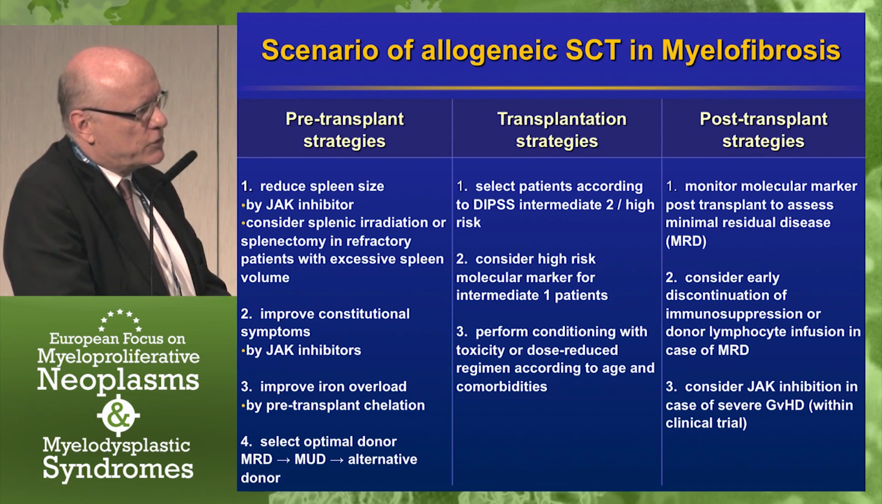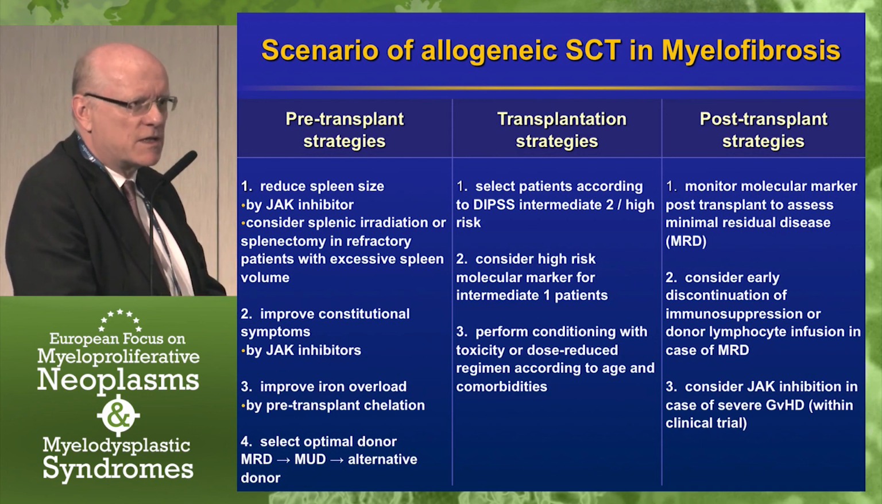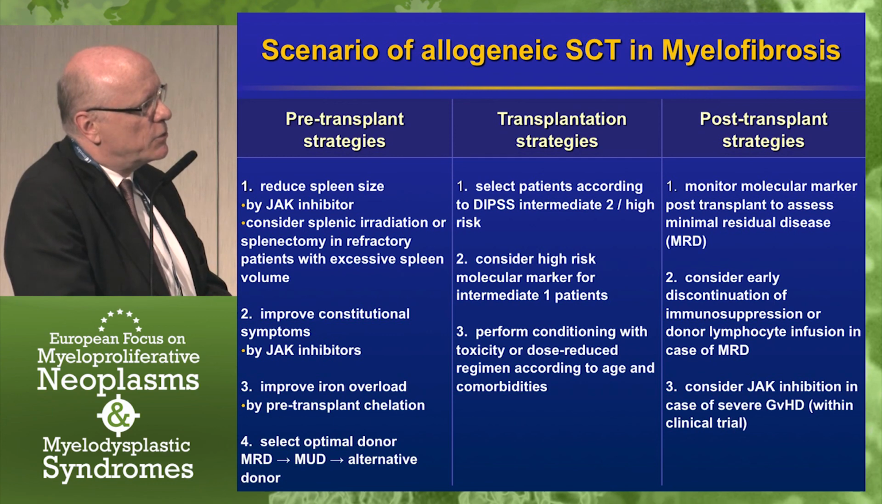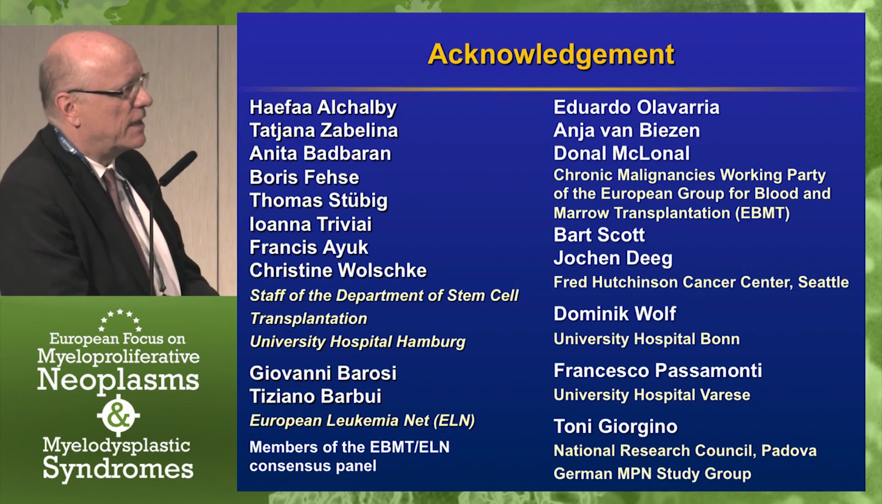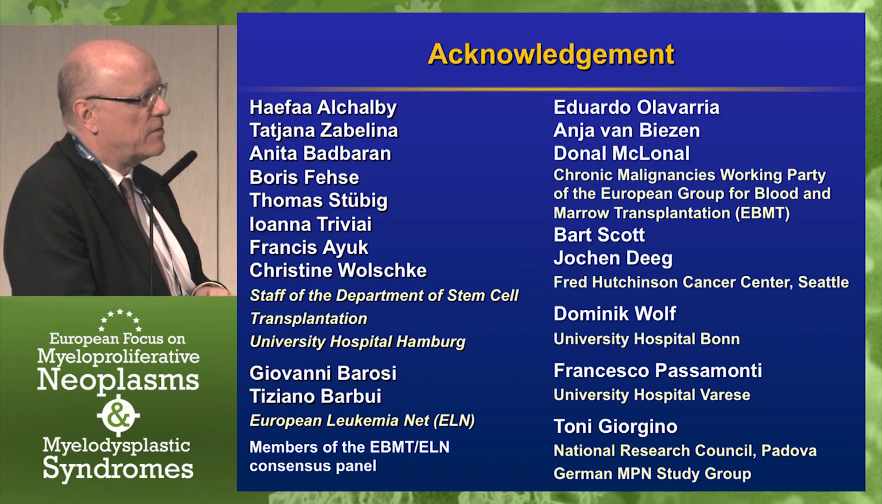So I've shown you we can monitor this patient very closely, because we have found now in all patients at least one molecular marker. So we can then consider early discontinuation of the immunosuppressant. We can give donor lymphocyte infusion, but also we have to consider JAK inhibition if there is severe graft versus host disease.